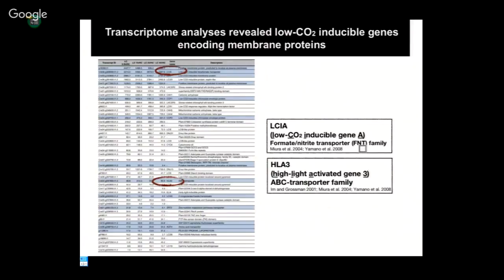And also the other protein, HLA3, which means high-light activated gene 3. This was reported previously by the Carnegie group. Under high-light conditions, they need this protein to survive. It is structurally similar to many ABC proteins in humans.